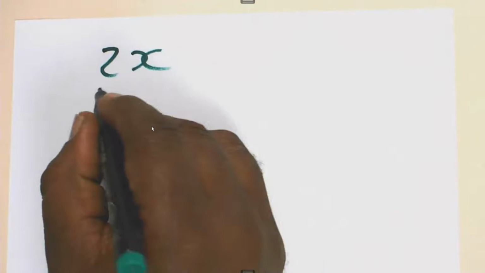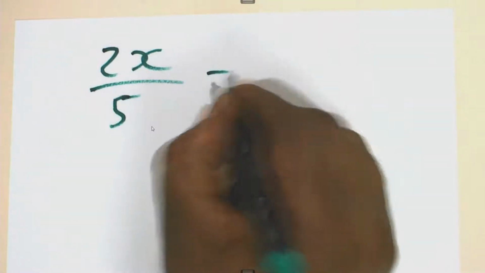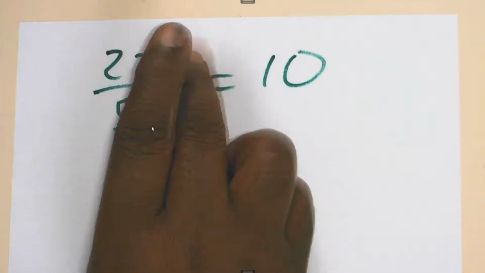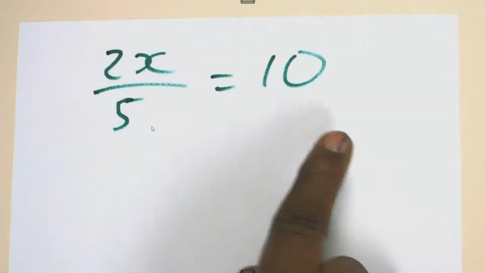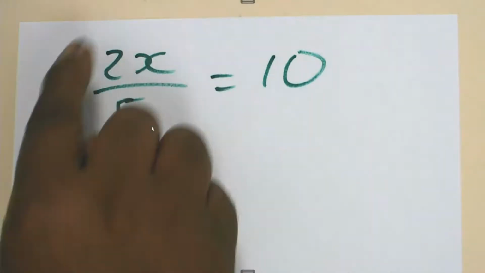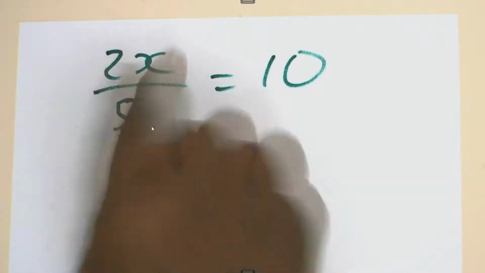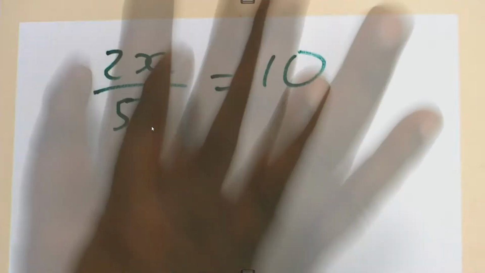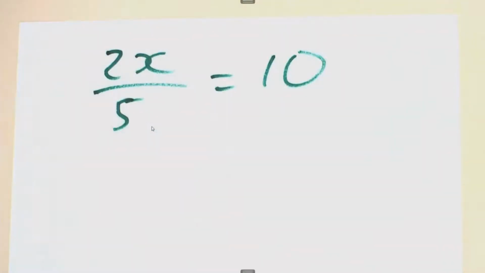Same understanding, same approach, same rules. Say, okay, 2x divided by 5 equals 10. So, same approach. That number that you're going to divide 5 with to get 10. Remember, this is a single term. This means 2 multiplied by x.